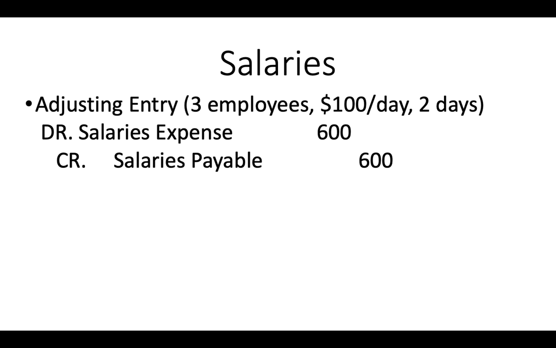Here's our entry. Debit to salaries expense, $600. Credit to salaries payable, $600. Again, it's 3 employees times 2 days, which is six total, times $100 per day is $600.